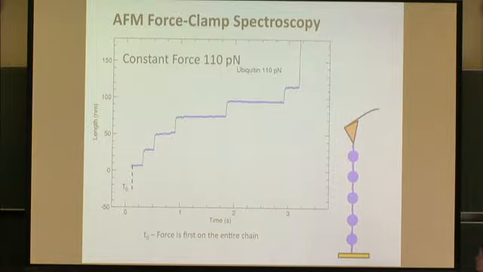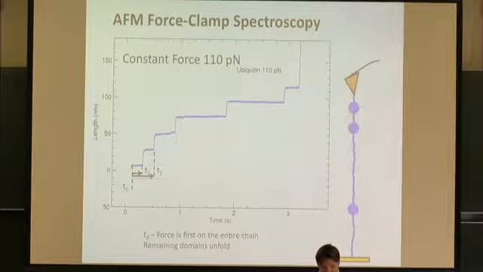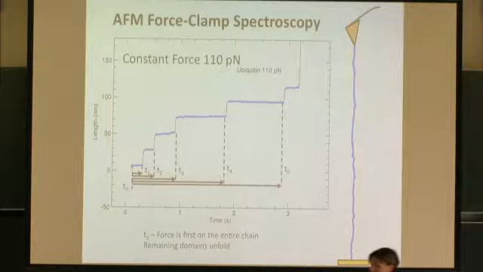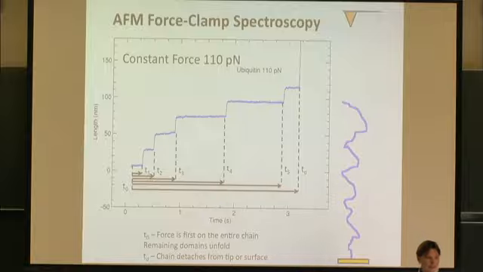So this is a raw data trace. You've applied the force somewhere here, and you see equal steps of the same length, which correspond to the unfolding of each one of these domains. And you can measure the time for the first to unfold, second, third, fourth, and fifth. At the end of the experiment, there's a detachment of the cantilever. Yes? So this is a force-controlled experiment.